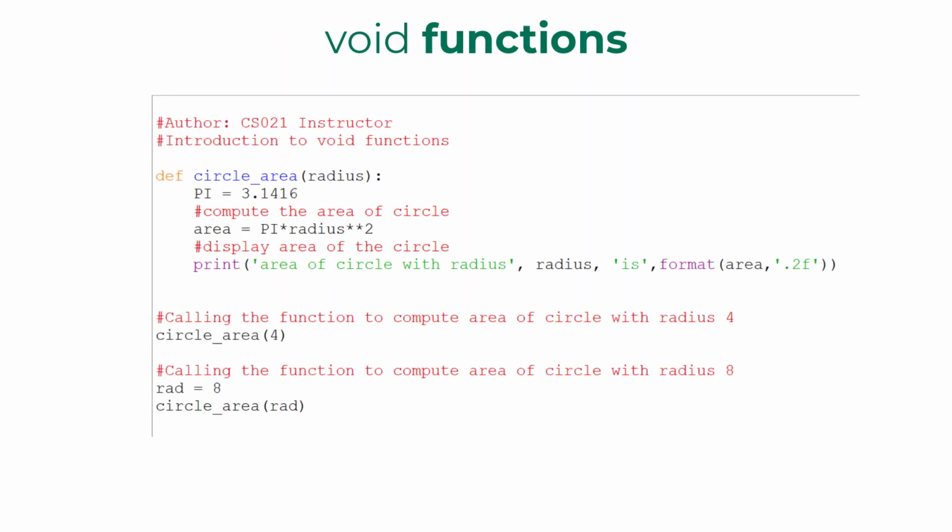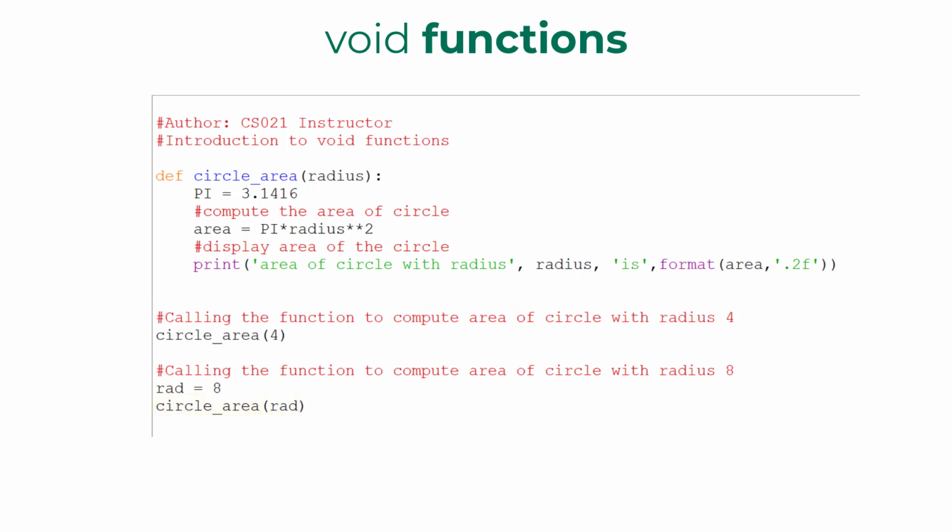Here is the void function definition for area of circle. It takes radius as a parameter, evaluates the area, and displays it. The function call in the program sends the radius value as input argument.